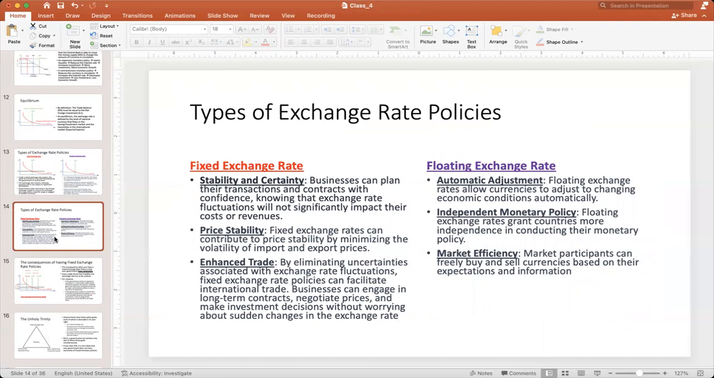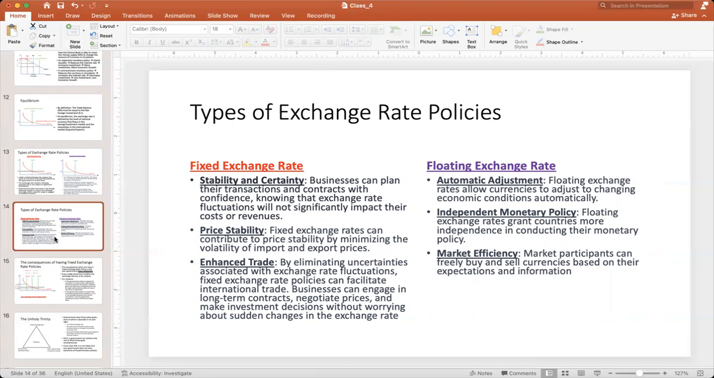And the third feature is that we enhance trade. Why? Because we are eliminating uncertainties, and the fixed exchange rate therefore facilitates international trade. Businesses, exporters and importers can engage in long-term contracts because they know that the prices on which they base their contracts today will be the same in the future.